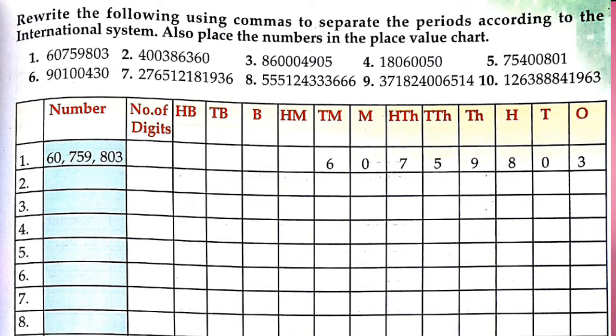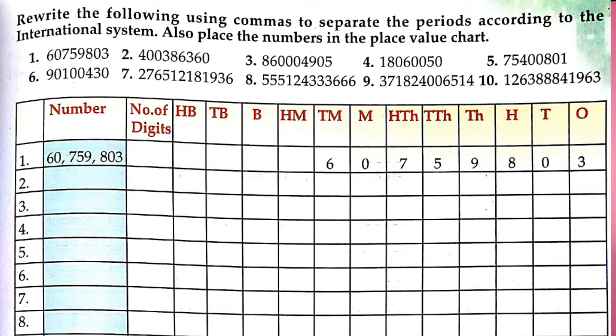In the millions period we read 60, so we read 60 million. In the thousands period 759, that means 759,000. So the total number is read as 60,759,803, and we write the numbers in the place value chart as before.